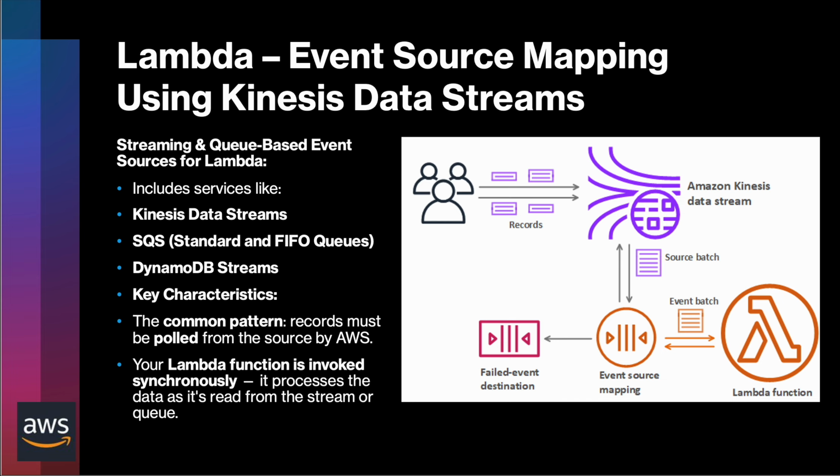There are two categories of event source mapper. The first one is streams, and the second one is queues. The streams apply to Kinesis data streams and DynamoDB streams, and queues apply to SQS and SNS. So this is all about Kinesis event source mapping using Lambda functions.